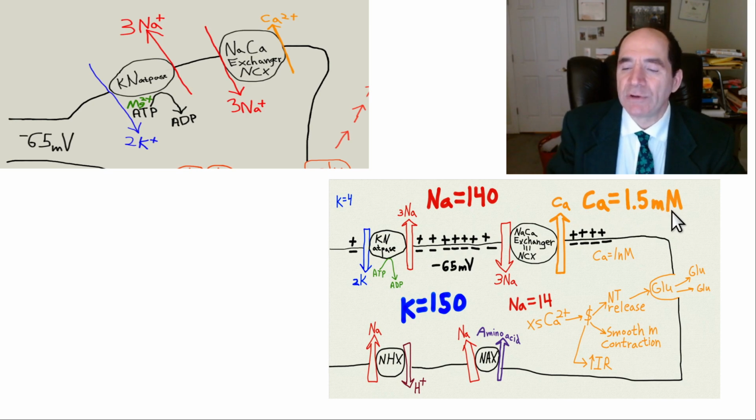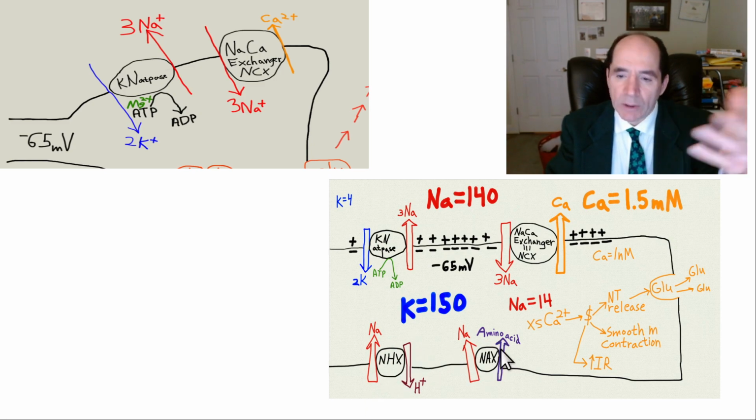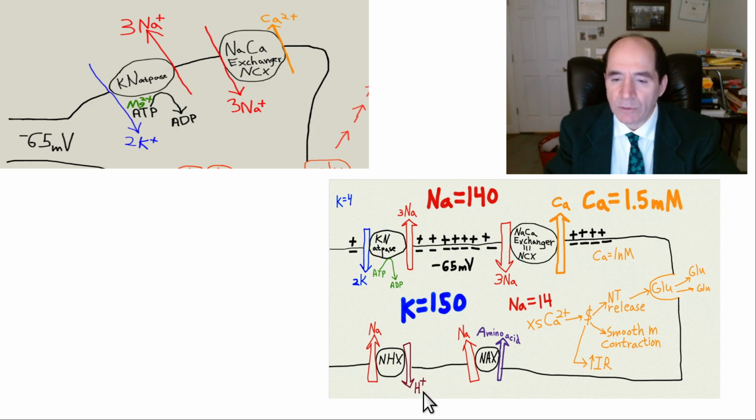The calcium concentration outside the cell is dramatically higher than it is inside the cell. It's like 15,000 times higher. That's how much higher it is. It's enormous. But you'll do all kinds of other things with these ion pumps. You know, you'll bring other things into the cell that you want to bring in, like amino acids. You'll pump things out that you want to get rid of, like protons, the acid, and whatnot.